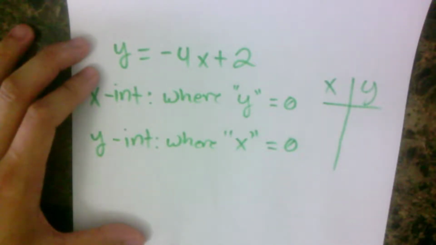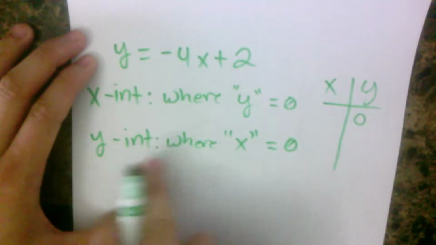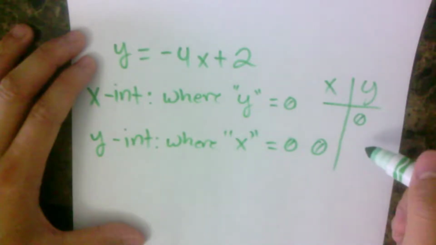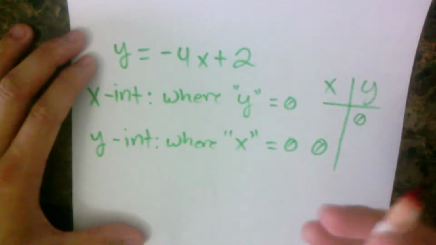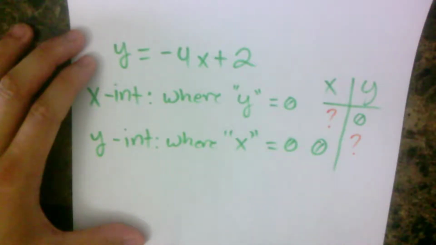Basically, you're only going to have two values. If the x-intercept is where y equals 0, and the y-intercept is where x equals 0, you just have to solve the blanks. So there's a blank right here, and there's a blank right here. Let's go ahead and fill them in.